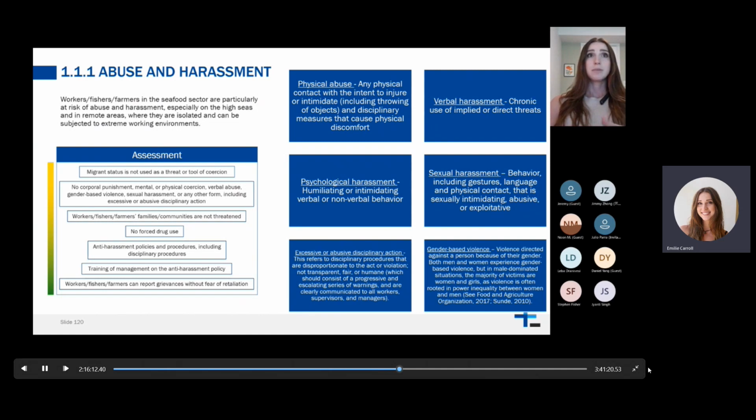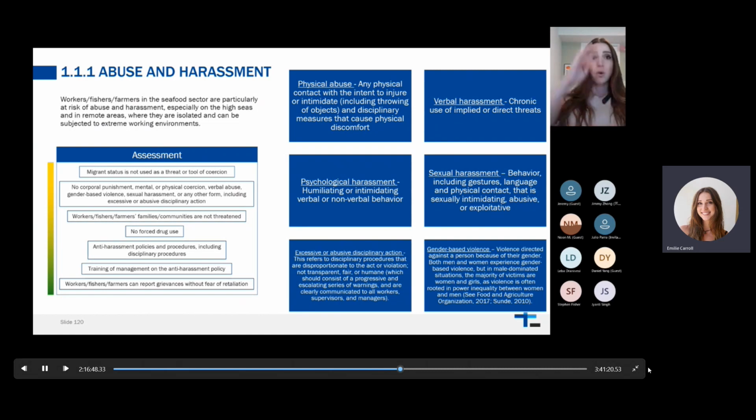So in terms of the actual assessment, like I said, it's very outcome based, making sure migrant status isn't used as a threat or tool of coercion, making sure that none of these are taking place. This also includes forced drug use. This is also a form of abuse or harassment. And then as you get into kind of the green level, we're looking for anti-harassment policies and procedures and disciplinary procedures to really clearly outline what kind of behavior is not accepted by managers, and also that managers understand very clearly what an appropriate disciplinary response is in certain systems.